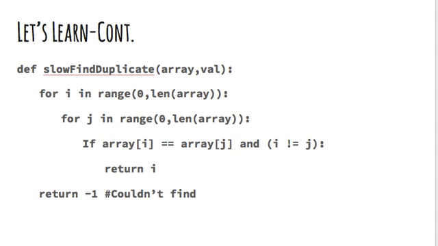Now, let's look at another example. Here, this is a slow find duplicate method. It will be executed n times for the outer loop and then n times again for the inner loop. So basically it will be executed n square times. Thus, this grows quadratically with respect to its input. So this way you can figure out what the Big O of an algorithm is.